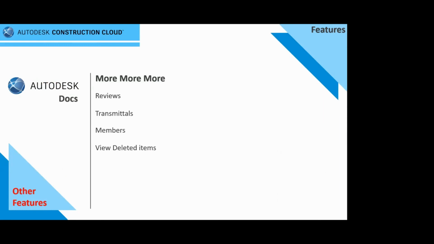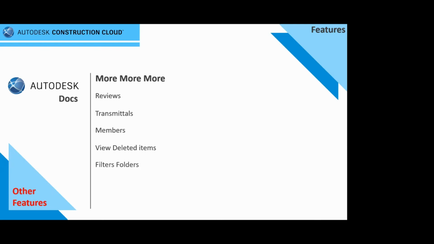So there are other features now with Autodesk Docs. We always want more, and Autodesk will give us more, such as reviewing and approval of documents, transmittals of documents between users, companies, and roles, and member listings to see quick access to all members on the project without navigating to project administration. Now, view deleted items. This is a brand new feature where we can see deleted items on the platform.